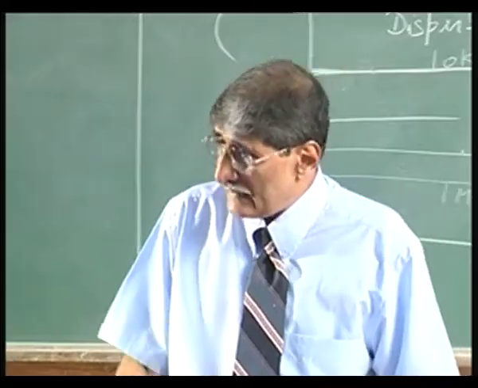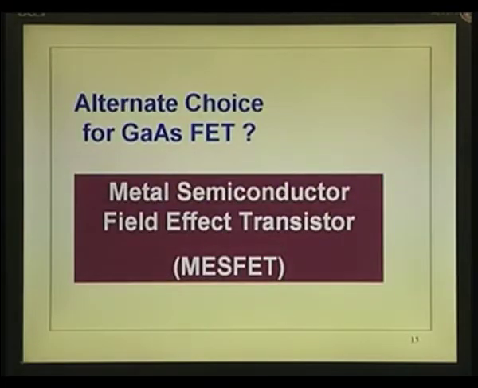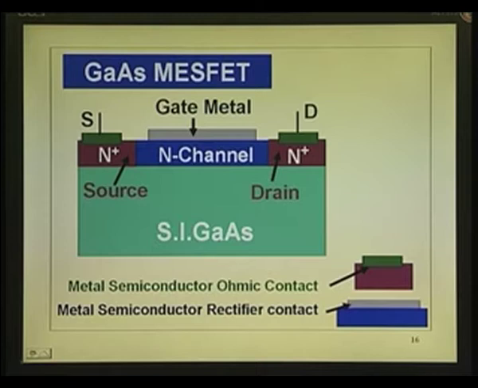So, if that is the thing, what is the alternate choice for gallium arsenide FET? It is popularly known as a GaAs MESFET, not MOSFET. What is a MESFET? The MESFET is a metal semiconductor field effect transistor. It can be a JFET also. What is that? That is my final slide today. We will get down into more details on this next discussion.